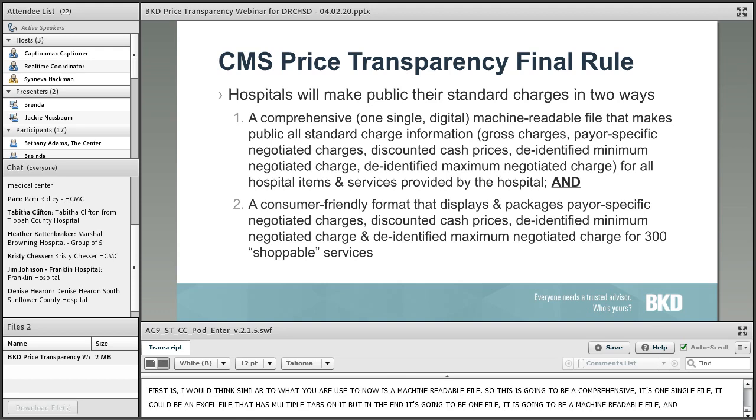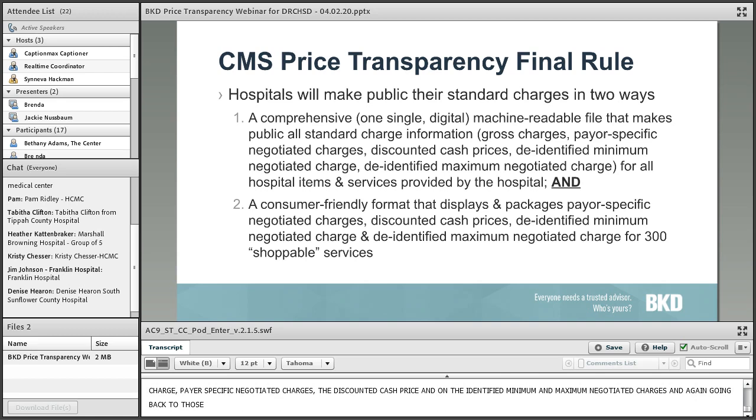So this is going to be a comprehensive, single file. It could be an Excel file that has multiple tabs on it, but in the end it's going to be one file. It is going to be a machine-readable file. And in that file, you're going to have to make public all of those standard charges that we talked through, those 5 types, and you'll see them listed there.